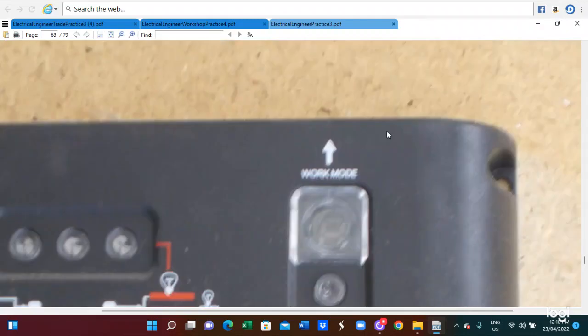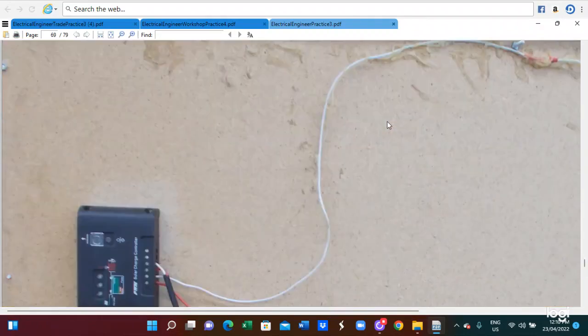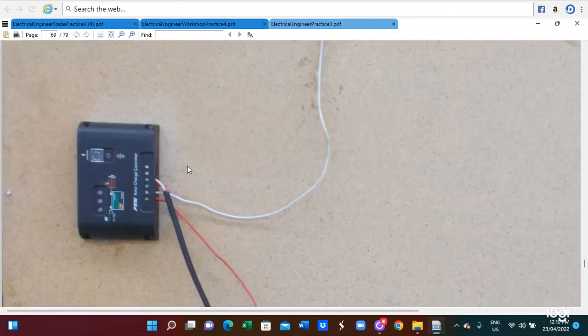So here is the solar cells diagram. This is for the solar cell. This is the solar cells connection diagram. This is the solar battery, solar charger controller diagram. So this is the solar charger controller diagram.